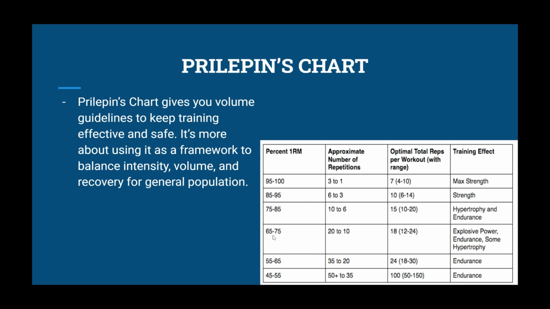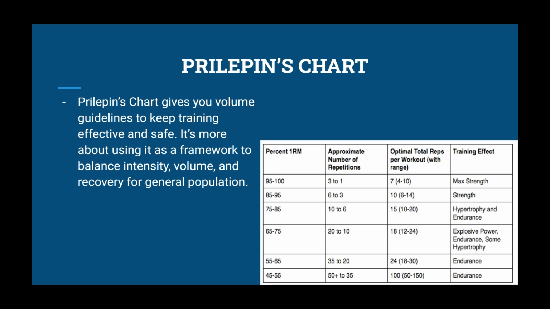So when we look at Prilepin's chart, we're looking at percent of 1 rep max in our left column here, and this is the approximate number of repetitions per set. We don't want to go more than 1 to 3 reps in that 95 to 100% range. This third column is the optimal total reps per workout with ranges. So optimal is going to be 7 reps in that 95 to 100% range per workout.